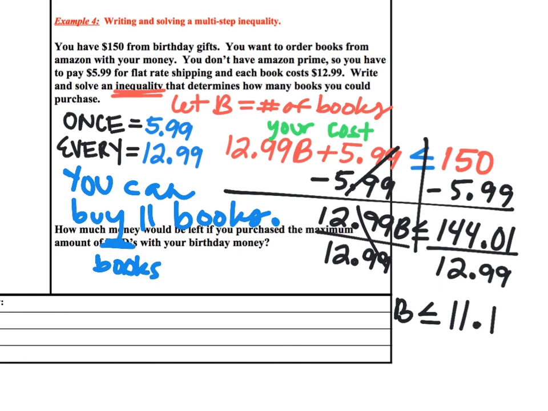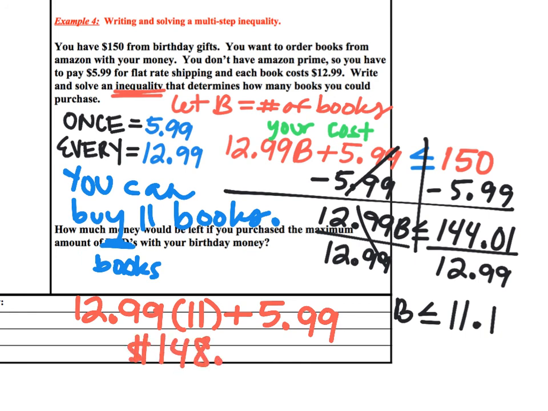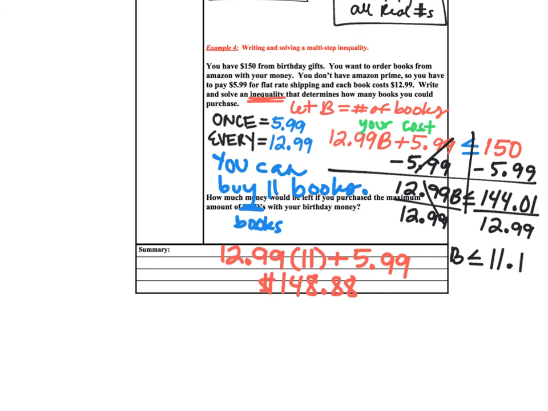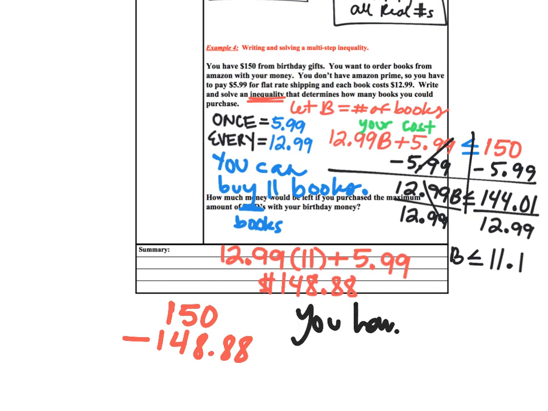I need to figure out my total cost. So I'm going to plug in b. I have 11 books, so I'm going to put that where b is and multiply, and then add my shipping. Total cost. If I subtract that away from 150, 150 minus 148.88. Maddie, how much money do I have left? You do know, you have it written down. You have $1.12 left, or remaining.